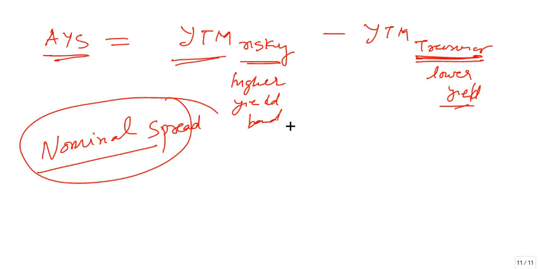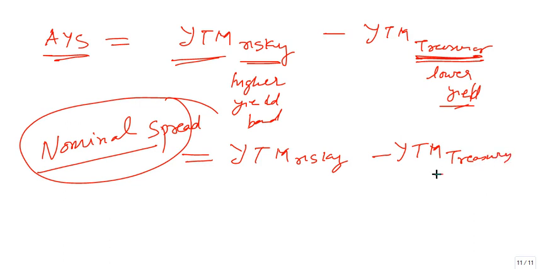comparing with respect to the treasury. Nominal spread is given as YTM of risky bond minus YTM of the treasury bond. So that is the definition of the nominal spread. If your treasury is the benchmark over here, then it becomes the nominal spread. The computation is very similar. Very simple: you just have to get the difference of the two yields.